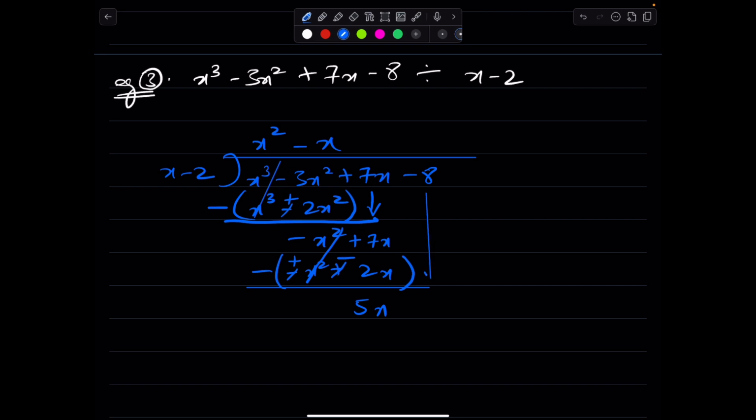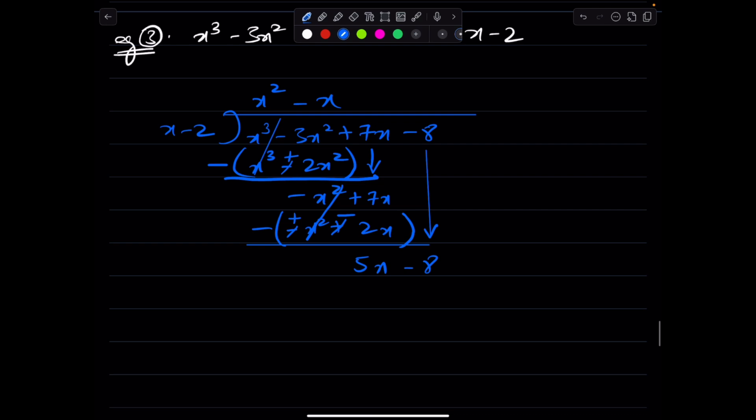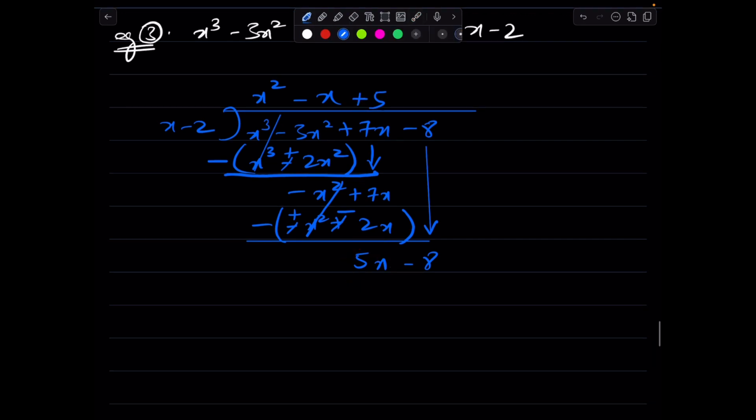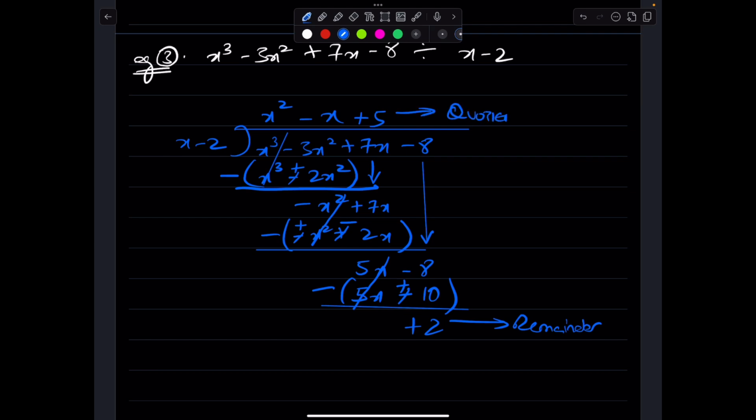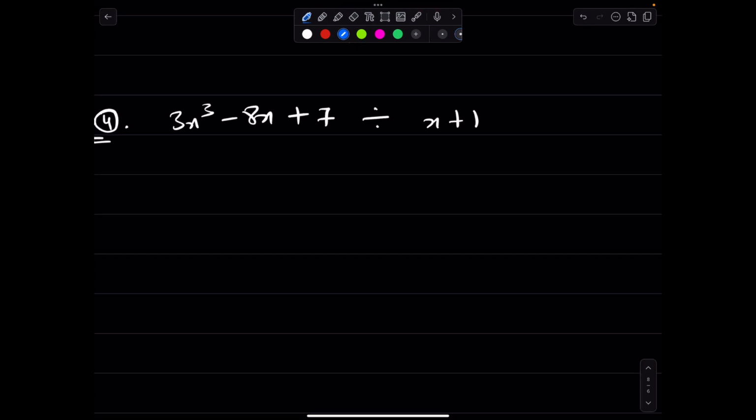We'll bring minus 8 down. So we have 5x minus 8. We'll multiply x minus 2 with minus 5, or rather plus 5. So we have 5x and minus 10. We'll subtract the whole thing as always. The 5x cancels out and the sign of minus 10 changes. So we have plus 2. So plus 2 is what we call the remainder and this is what we call the quotient. Now this is our second last example.